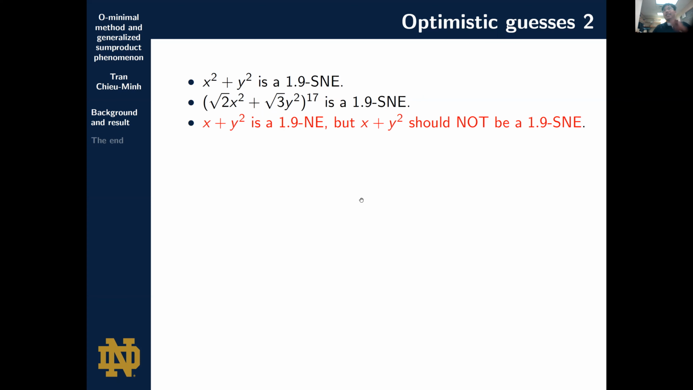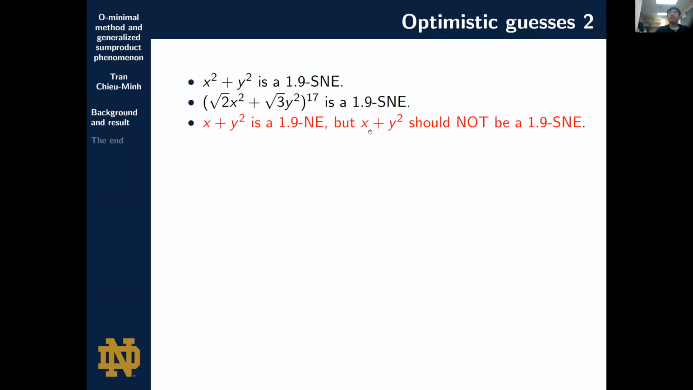Okay, so here is perhaps a subtle point. x plus y squared could be a 1.9 non-symmetric expander. And the reason is, remember that for a non-symmetric expander, you are looking at the pair A, B. So you can choose A to be an arithmetic progression and B to be a square root of an arithmetic progression. Putting together, you see that it does not expand too much. On the other hand, x plus y squared should not be a 1.9 symmetric non-expander.